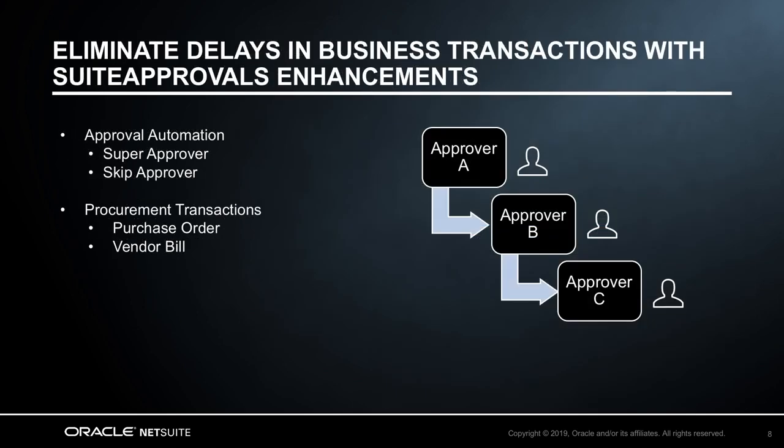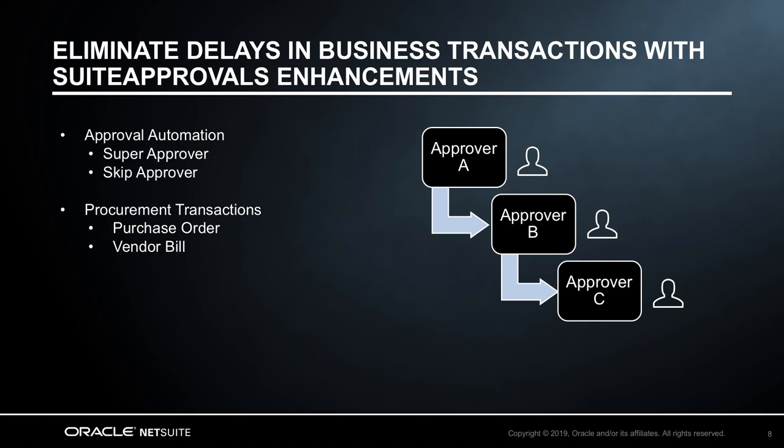In 2019 Release 1, we're announcing new capabilities in the Suite Approvals Suite app, providing more control and visibility of internal processes in a company. The new Super Approver capability allows a business process owner to expedite the approvals of transactions by acting as the final approver of a transaction. With the new Skip Approver capability, a transaction can automatically be routed to the approver with a minimal approval limit.